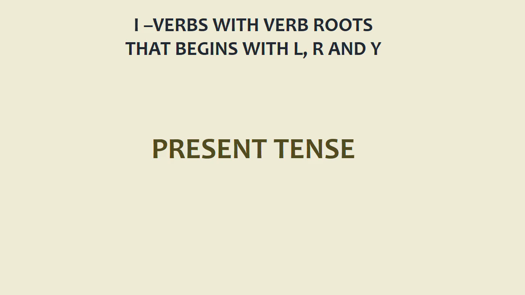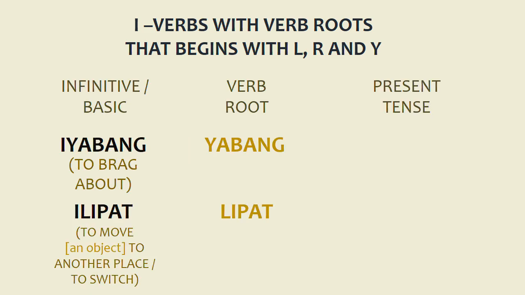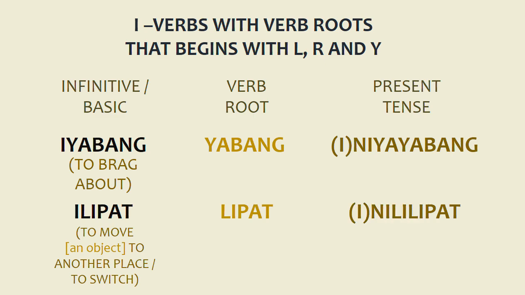Next, for the present tense, you start again with the verb root. Take the first two letters and then add them at the beginning, and then add ini. So we have iniyayabang and inililipat. And once again, niyayabang and nililipat without the letter I is also correct.